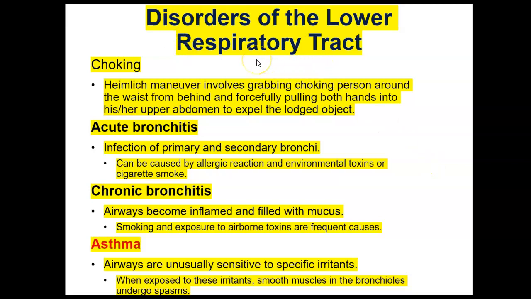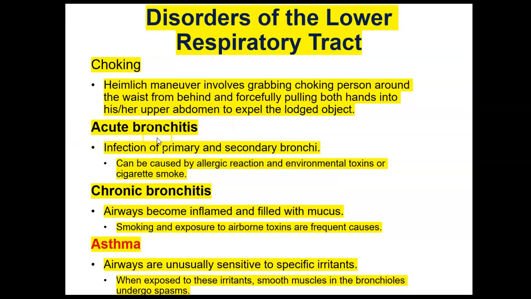Disorders of the lower respiratory tract will start with choking, and you probably know that if someone chokes, the food goes down into the trachea. The Heimlich maneuver can dislodge that object and cause them to expel the object or cough it out. And you do the Heimlich maneuver by grabbing the choking person around their waist and forcefully pulling both hands into their upper abdomen.